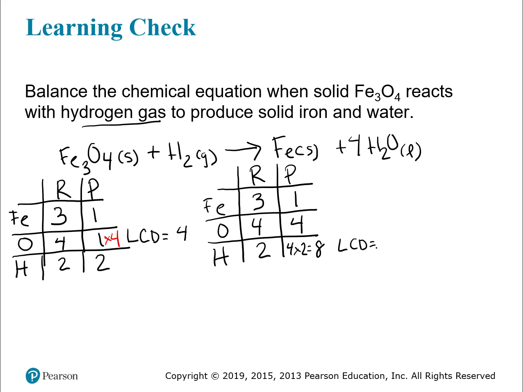So let's fix it. The lowest common denominator between 2 and 8 is 8. That means we have to multiply by 4 for the hydrogen on the reactant side. Stick our 4 in.